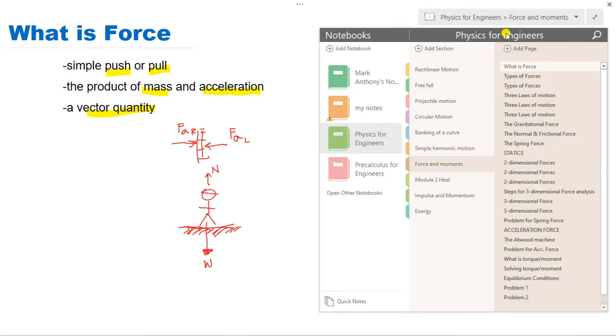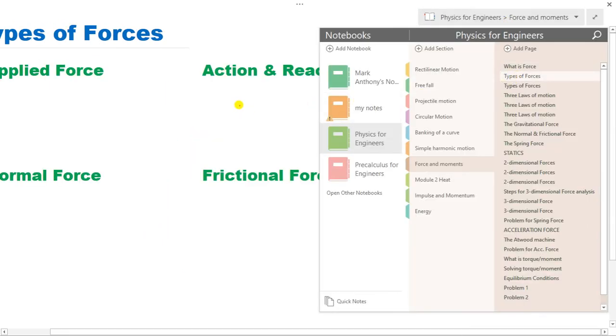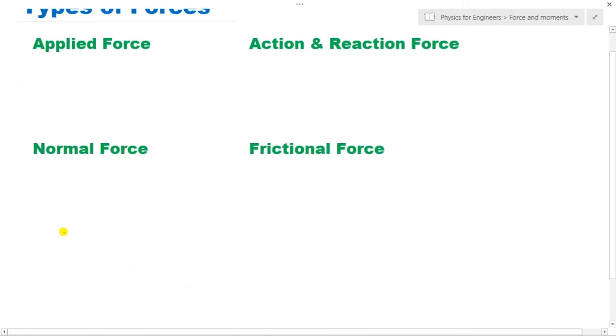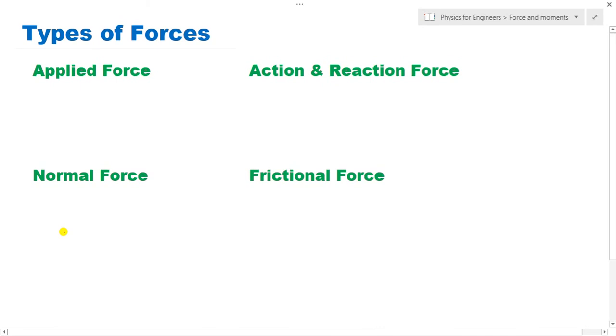Since we are already through with the definition of force, let's try to familiarize ourselves with the kinds of force. There are many kinds of force. Some are related but some are not. So the first one, the most elementary example or type of force, is the applied force. Applied force refers to the external entities that cause this force.